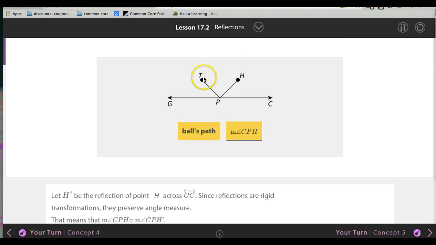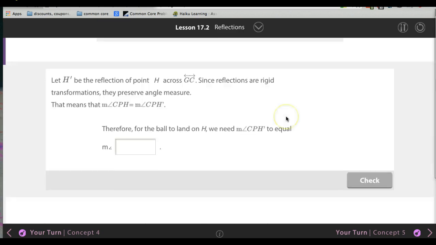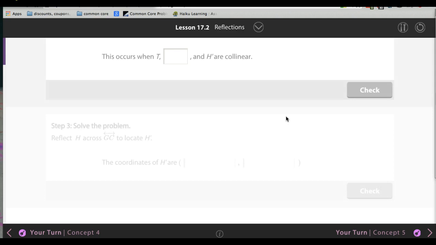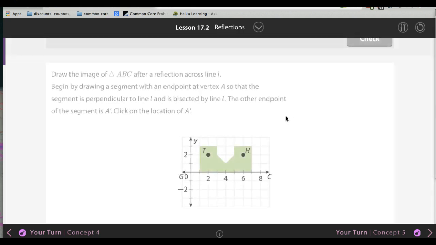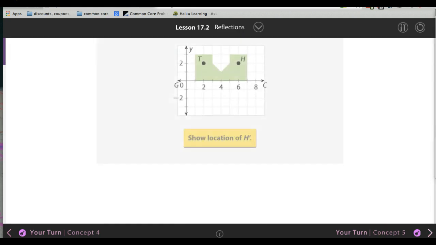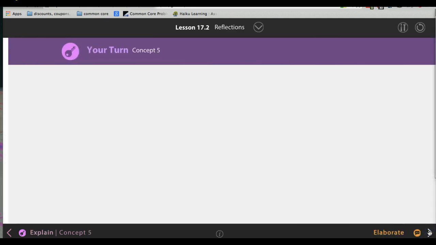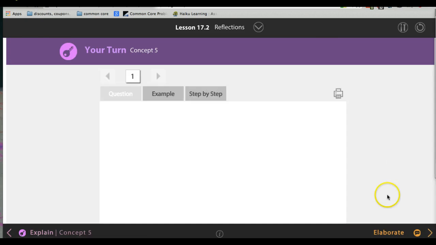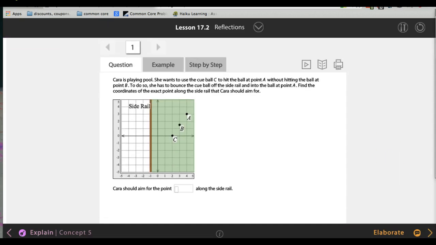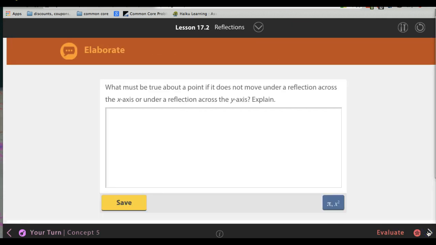Ball's path. It has to be exactly like this. The measure of angle CPH has to be the same as this angle. So again, this is another thing where you have to just work on your own. And if you're having problems with this, we'll go ahead and work on this together in class. And there you go.